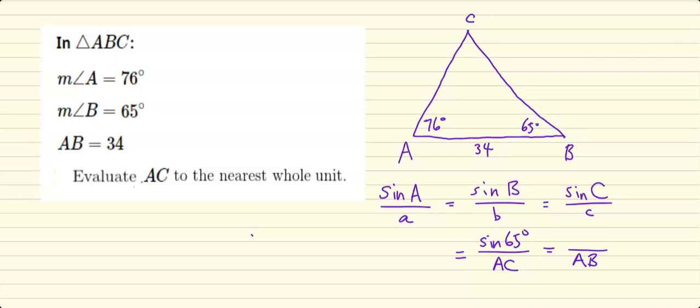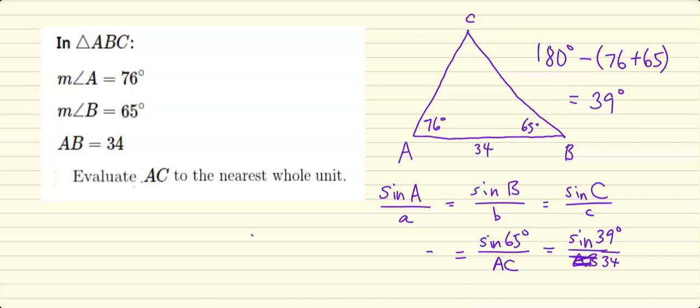We don't know what C is, but we can use the 180-degree rule about triangles, and that is 180 minus the sum of the other two angles will give us the third angle. So this is going to be 39 degrees. So we've got everything we need to solve the problem. We can substitute for AB, 34.